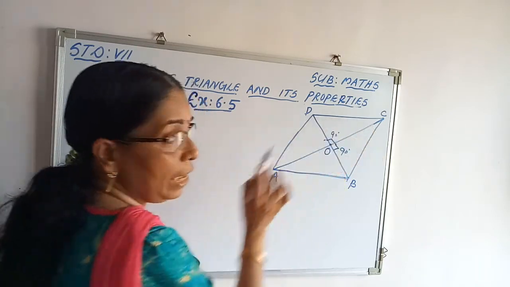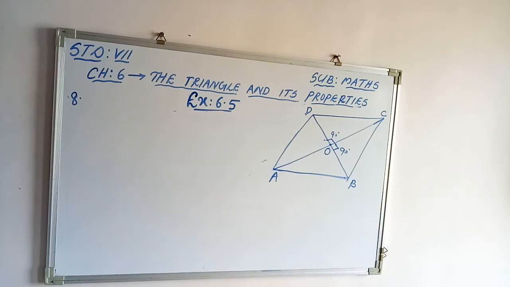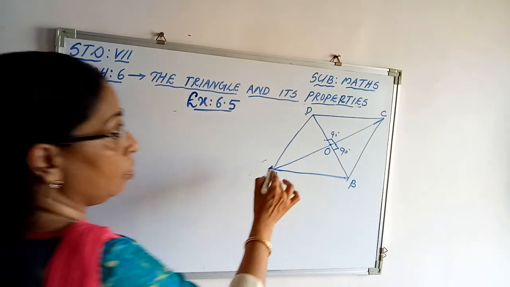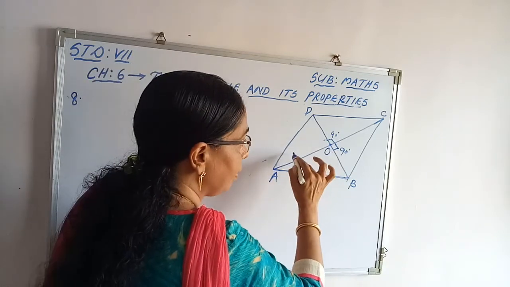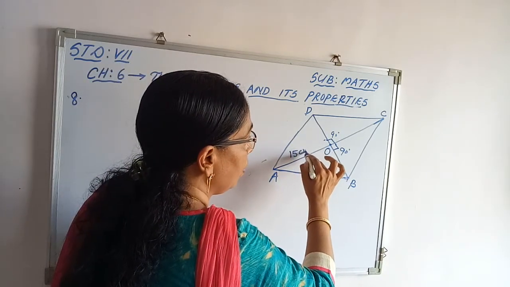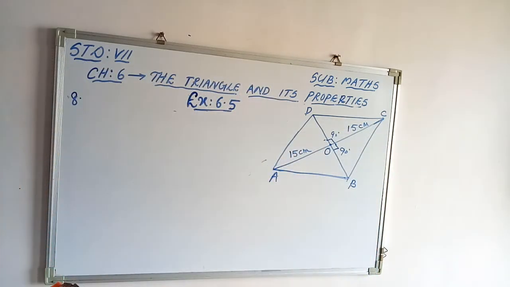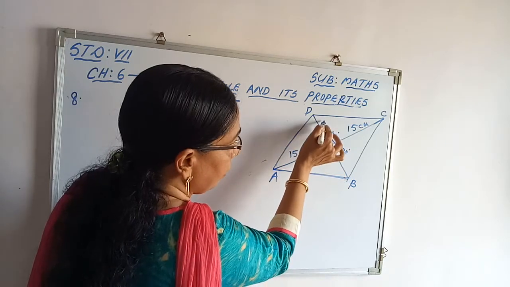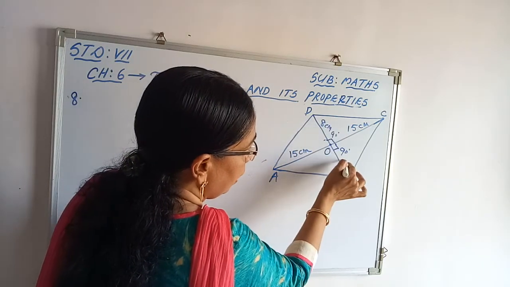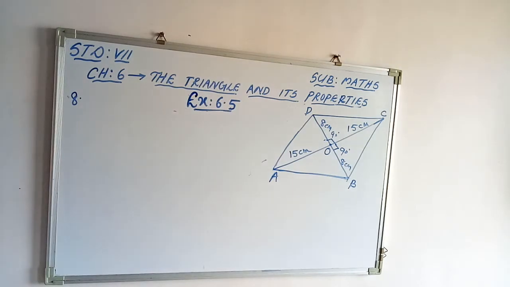Bisect means divide equally. So the first diagonal, what's the measurement given? It is 30 centimeter. So AC is 30 centimeter, as it bisects, here 15, here it is 15. Is that clear? The next diagonal is 16 centimeter, as it bisects, here 8 centimeter, here also 8 centimeter. I hope it's clear to you.